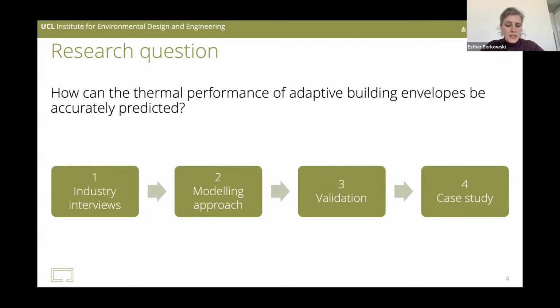I then went on and validated the modeling approach using empirical data from MATLAB, a test cell at the University of Cambridge, to investigate occupant facade interactions. And finally, I tested the functionality of the modeling approach through a case study. Today, I will mainly focus on the modeling approach and a case study I did during my PhD in collaboration with Arup.